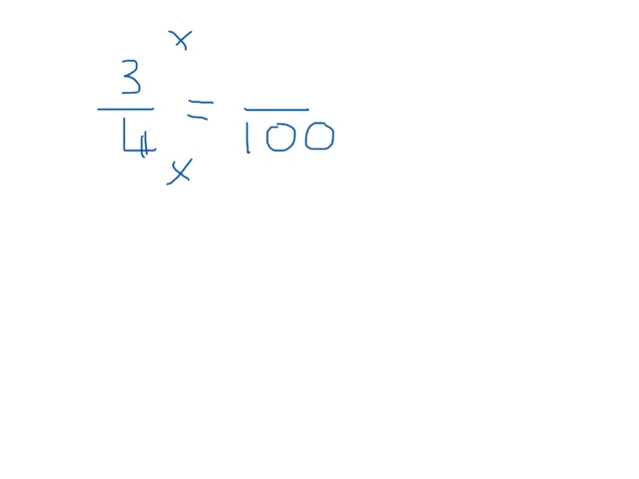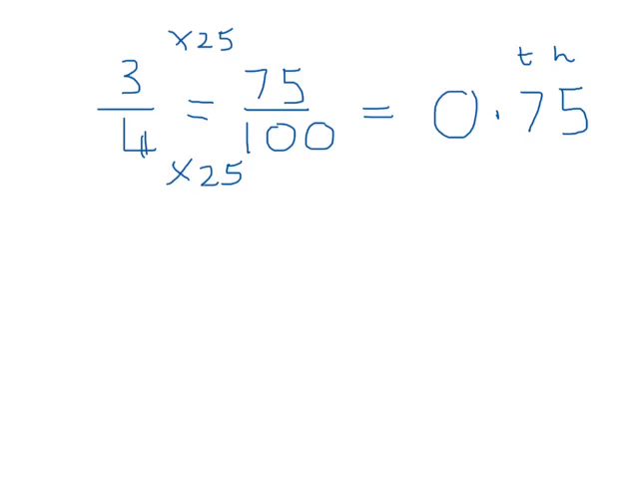For 4 to become 100, you would need to multiply it by 25. And that's what we do with the top too. So 3 times 25 is 75. So 3/4 is equal to 75 hundredths. And we know by our place value that 75 hundredths is written after the point like that. Here's your hundredths, here's your tenths, here's your units, and there's your decimal point. So we can change 3/4 to a decimal by making it equal to hundredths.